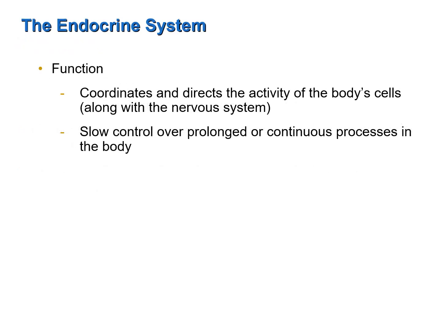The function of the endocrine system is to coordinate and direct the activity of the body's cells, and it does this along with the nervous system. The nervous system is the fast controlling system of the body. The endocrine system is the slow controlling counterpart to the nervous system. The endocrine system often controls processes that occur continuously and are related to homeostasis, or that occur over a very long period of time, such as growth and development.